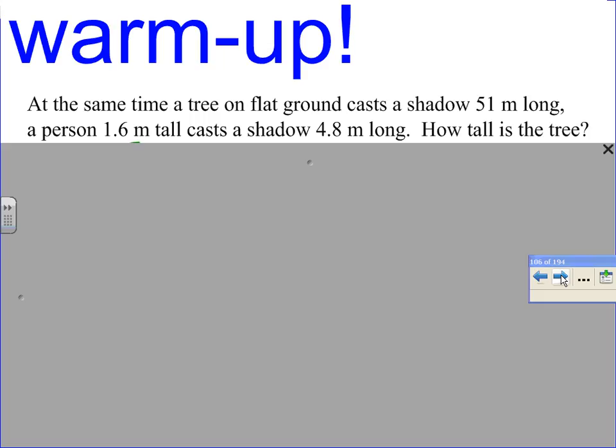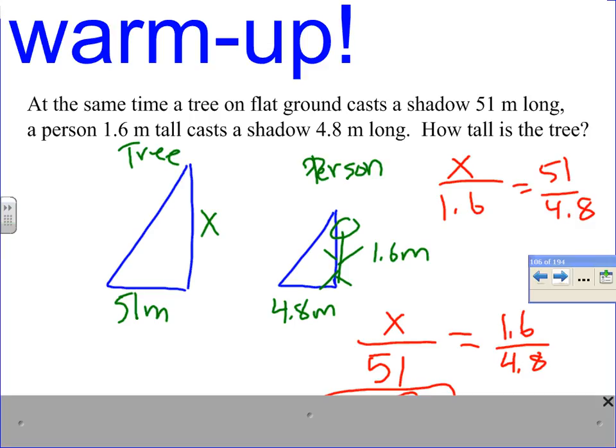Good. 17 meters. So if you didn't get that, here's the tree, here's the person, here's the tree's height, here's the tree shadow, here's the person's height, here's the person's shadow, and then here's one proportion you could have used. Here's another proportion you could have used. Sean?